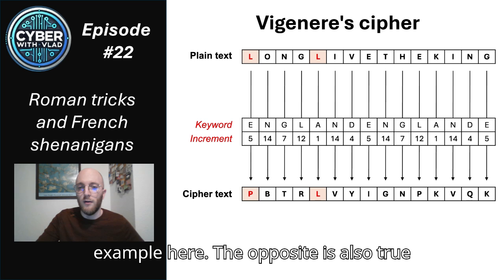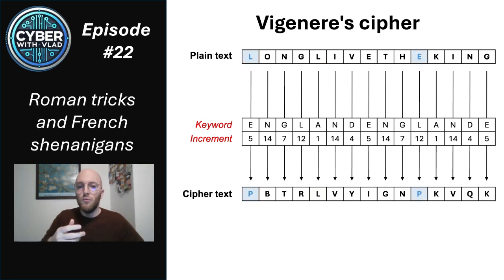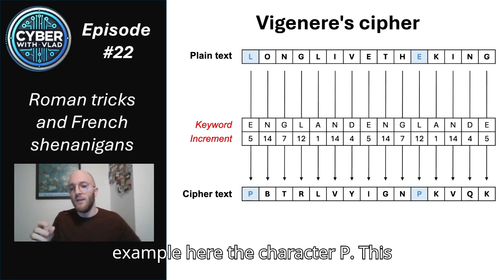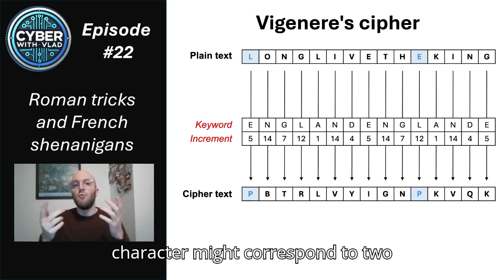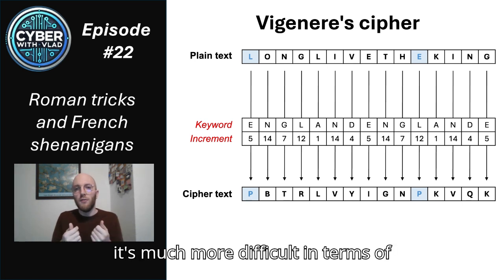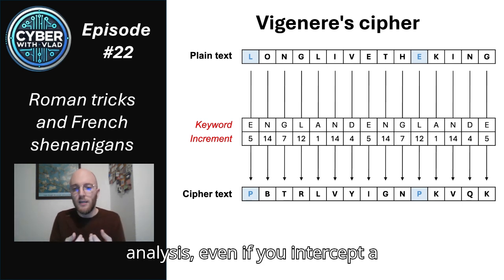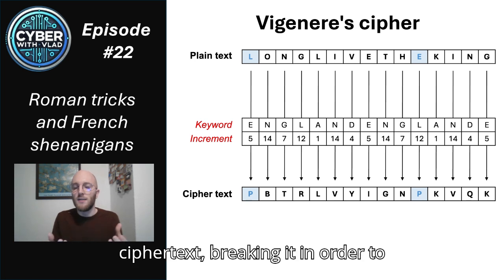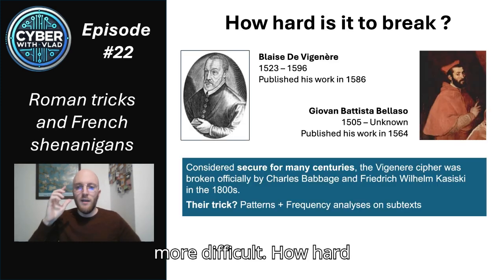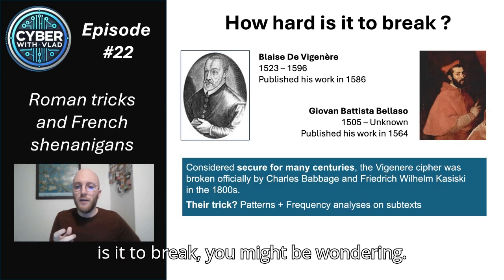That's my example here. The opposite is also true in the ciphertext. If you have, for example, here the character P, this character might correspond to two different letters in the plain text. So it's much more difficult in terms of analysis. Even if you intercept a ciphertext, breaking it in order to find the plain text is going to be much more difficult. How hard is it to break, you might be wondering.